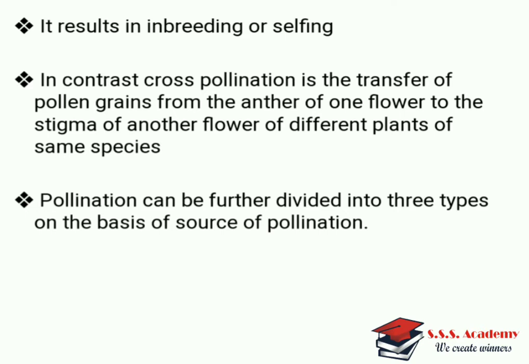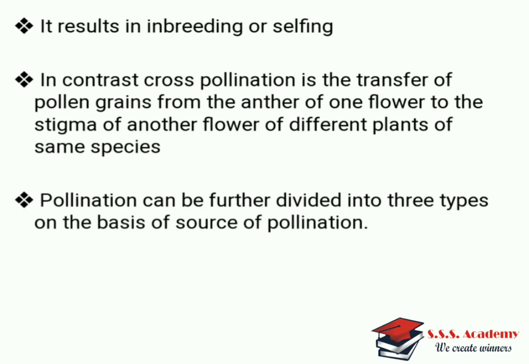In contrast, cross pollination is the transfer of pollen grains from the anther of one flower to the stigma of another flower of a different plant of the same species. So in cross pollination, the species is the same, but the plants are different. The pollen grain of one flower goes to the stigma of another flower. So that is so called cross pollination.